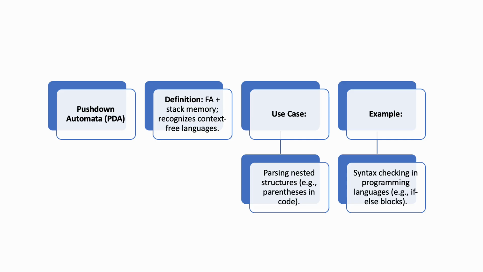Let us say that we are writing a simple program and we want to make sure that our if-else blocks are written correctly. Every if statement needs to follow a specific structure. It starts with the keyword if, followed by a condition in parentheses, and then a block of code wrapped in curly braces or properly indented.